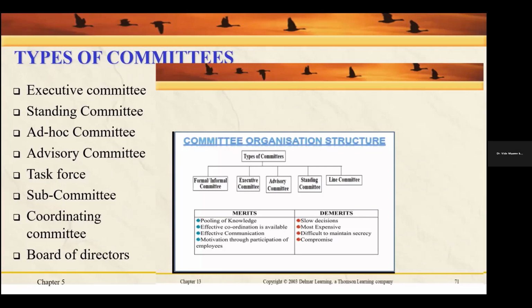Then the task force, a type of ad hoc committee, but has a relatively longer lifespan than the ad hoc committee. Then the subcommittee is a committee formed from a bigger committee. It is a child of a parent committee. Then the coordinating committee coordinates the activities of two or more committees. Then a committee formed by shareholders, that is the board of directors, to manage the business organization on their behalf. So these are the types of committee that we have and their advantages and disadvantages.